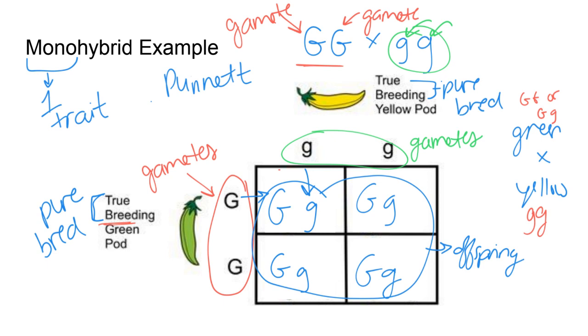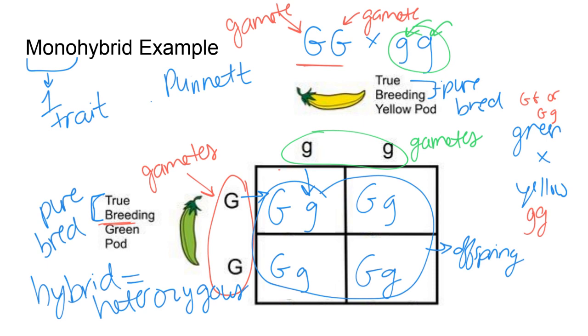So if I described these offspring, I would say that I'm going to have a big G, little g. I'm going to have a hybrid. That's what a big G, little g is, a heterozygous. That is a hybrid. So the offspring are all going to be hybrid, okay? And because they're going to be hybrid, they're going to look green. These two plants should not be able to produce any yellow pods.